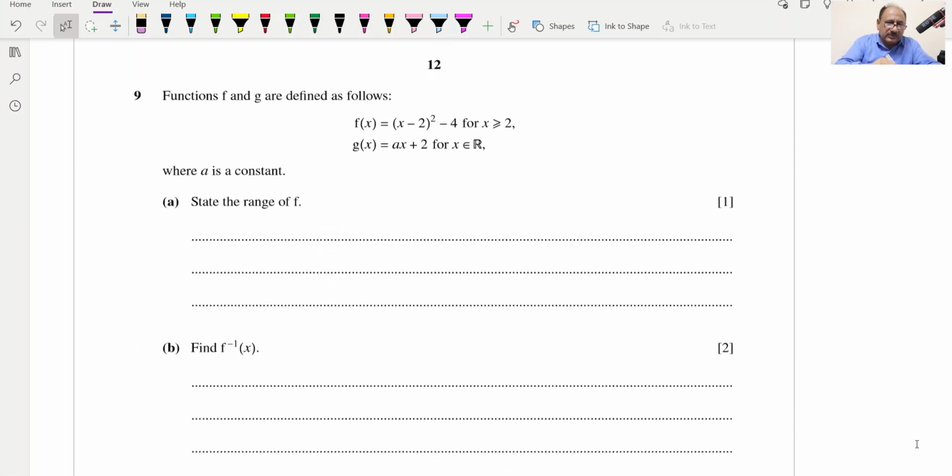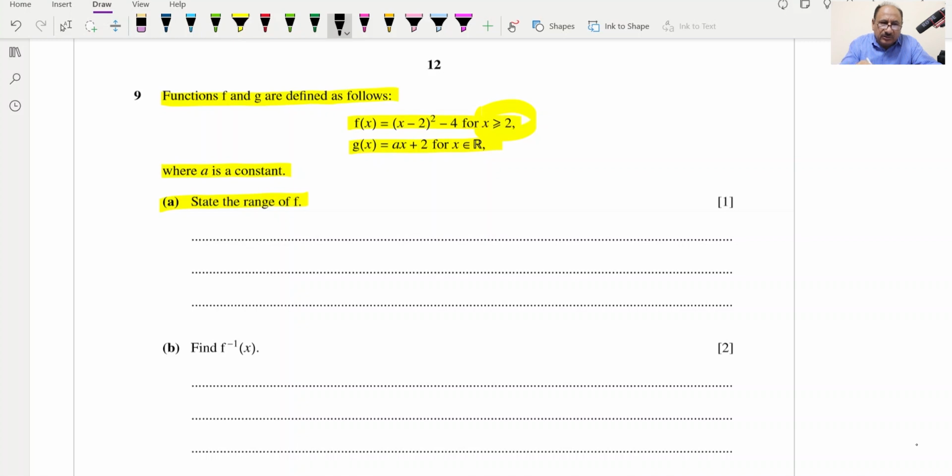Question number 9 says function f and g are defined, this one and this one, x is greater than 2, and x belongs to R, where a is a constant. State the range of f. The range of f is what?